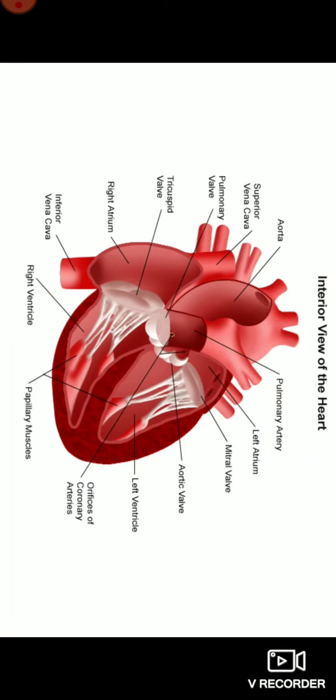The two atrioventricular valves: the tricuspid valve on the right, separating the right atrium from the right ventricle, and the mitral valve on the left, separating the left atrium from the left ventricle. Also the aortic valve at the base of the aorta, arising from the left ventricle, and the pulmonary valve at the base of the pulmonary artery, which arises from the right ventricle.